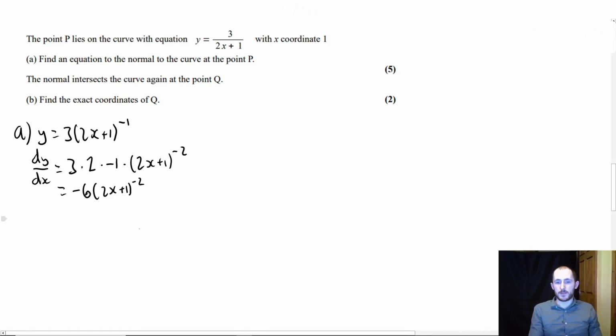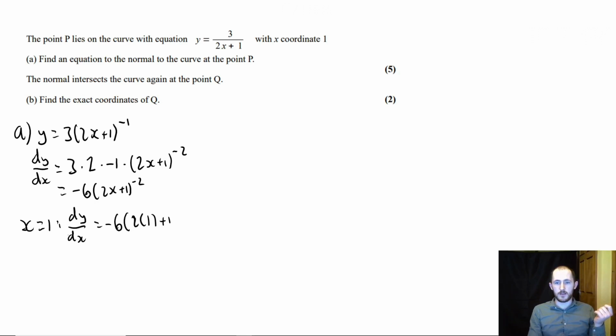The next thing it tells us is that x is equal to 1, so we need to sub in x equals 1. This is how the actual differentiation formulas work. What we've got here is an equation for the gradient that only depends on x. So whatever our x-coordinate is, this will now give us the gradient. So when x equals 1, dy by dx, the gradient, is equal to minus 6 times (2 times 1 plus 1) to the minus 2. If you wanted to be a bit lazy, you can just factorize this out, but let's do it properly.